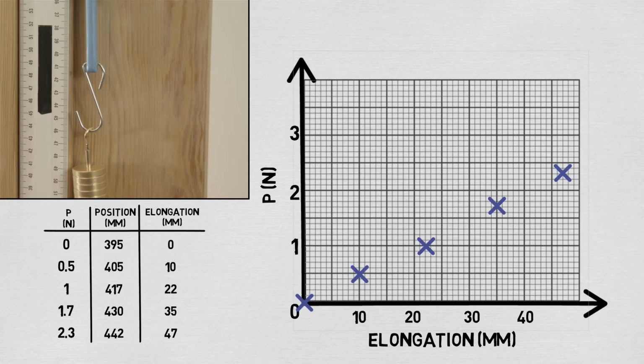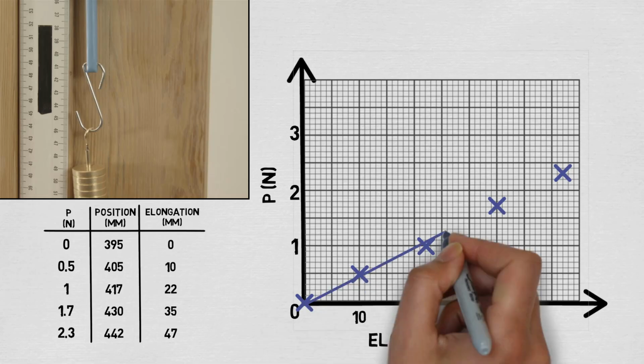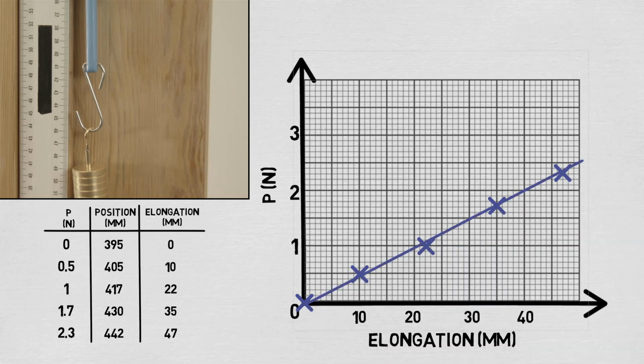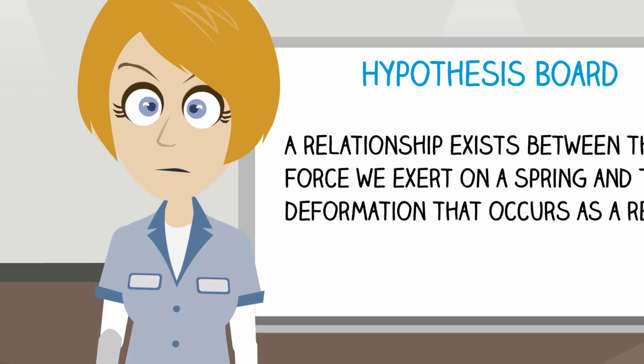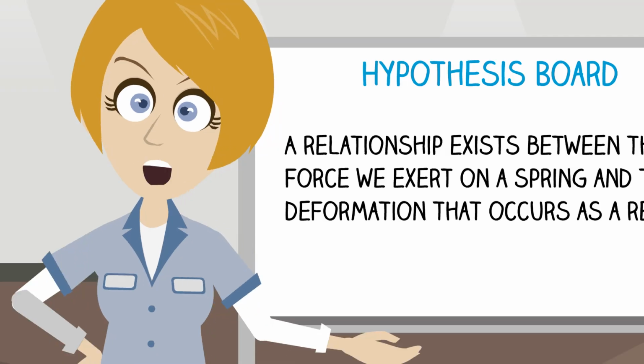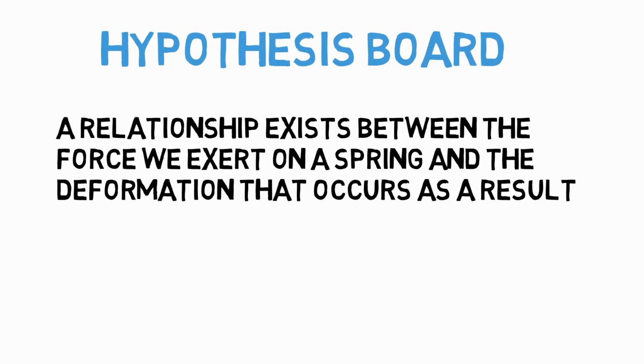Now that we have all the data, we can start to do some analysis. We can see that the 5 points appear to lie on a straight line, steadily increasing upwards. This gives us a clue as to what the equation that describes the relationship might look like. So what are we able to conclude from our experiment? Well, we hypothesized that there is a relationship between load P and the spring elongation x. Based on the data we took, we can conclude that there is indeed a relationship between these values and that it is linear.